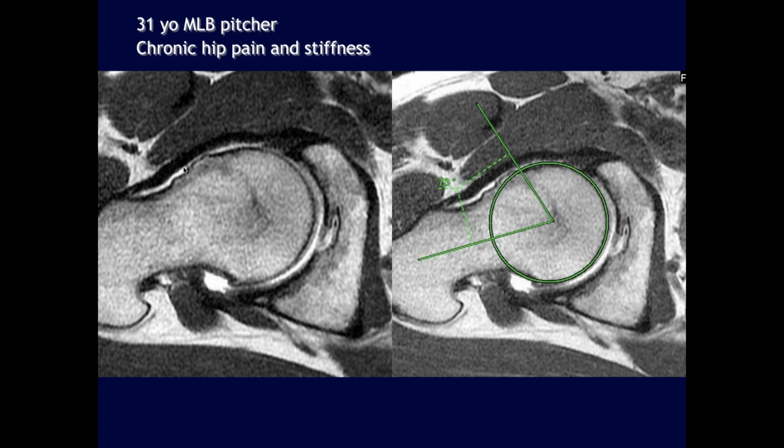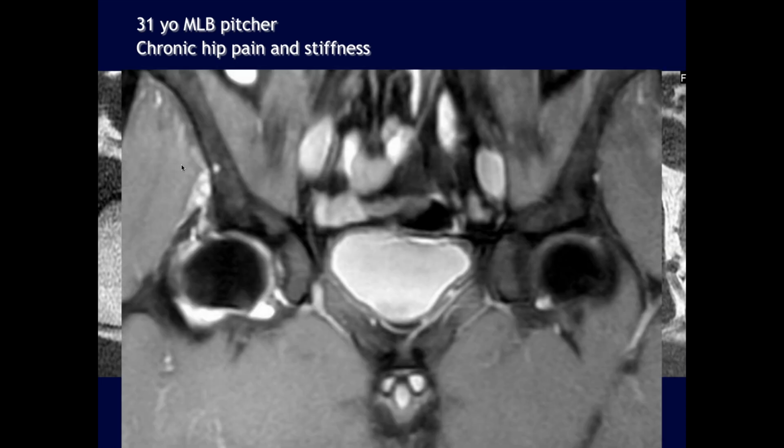Okay, so 31-year-old MLB pitcher, chronic hip pain and stiffness. So we see that bump, that prominent convexity of the anterior femoral head neck junction. So I'd assume you'd probably have an increased alpha angle if we measured it. Measured, let's say 73. I think, yeah, 73, I believe. Okay, so 73. The portion of labrum we could see on that first image looks okay.